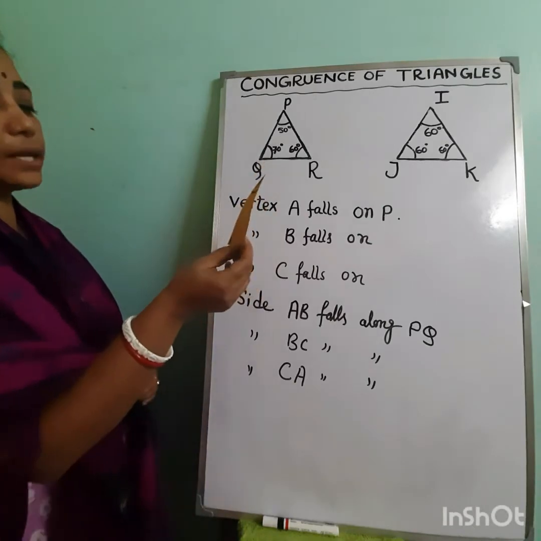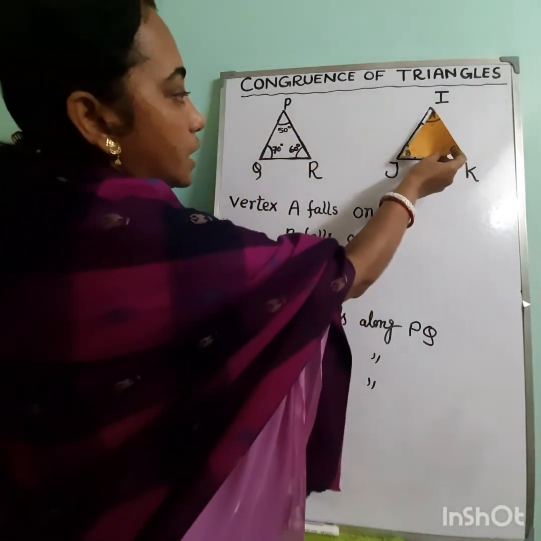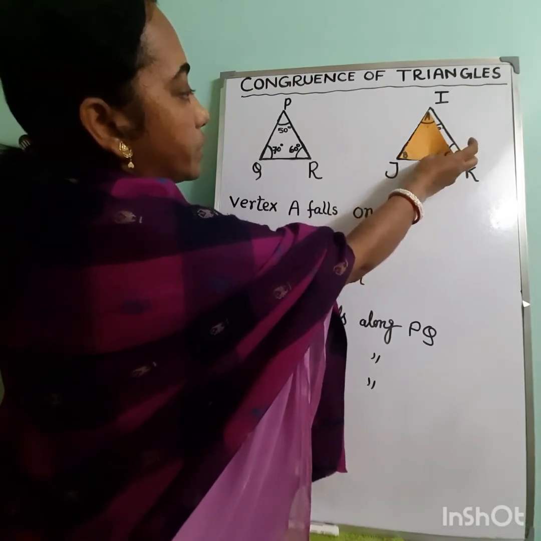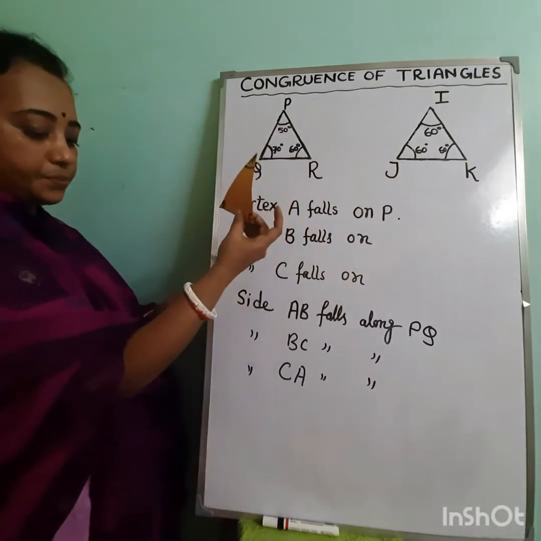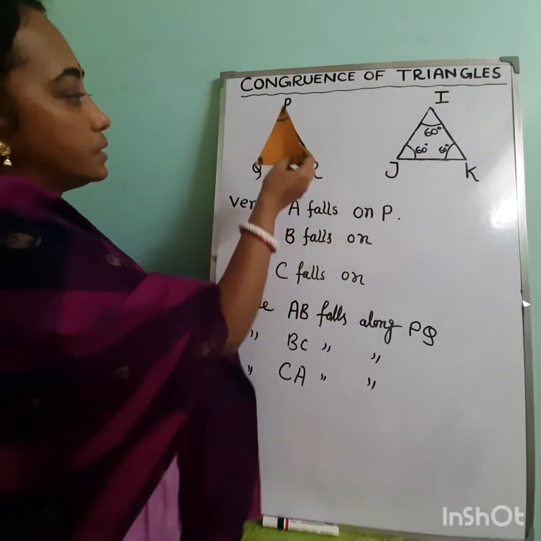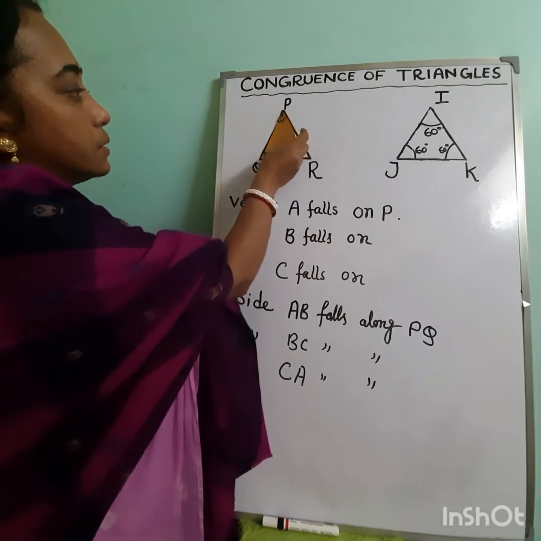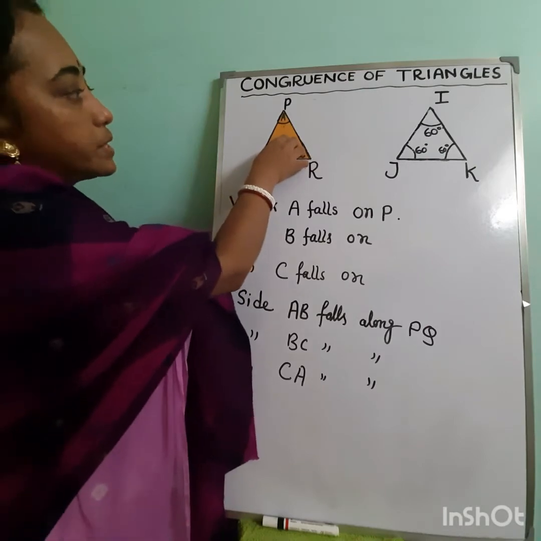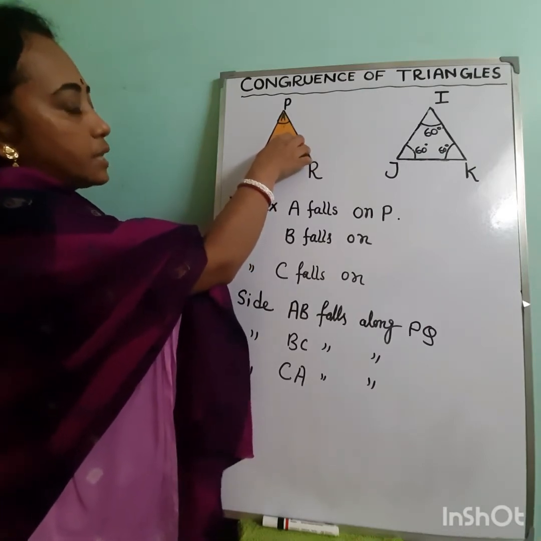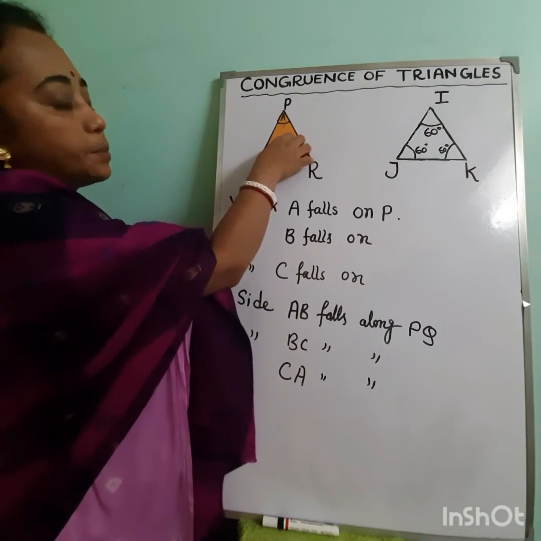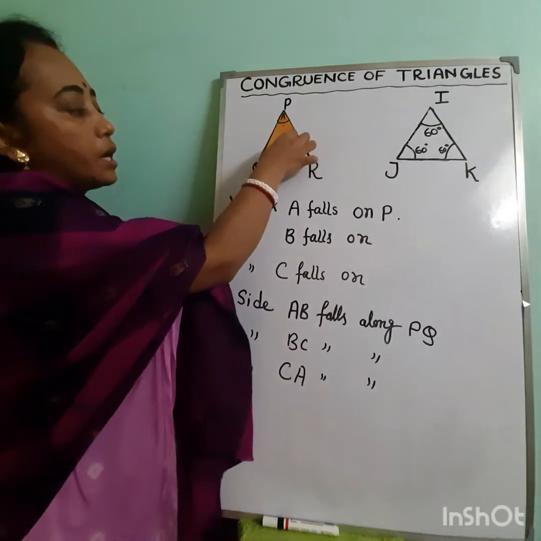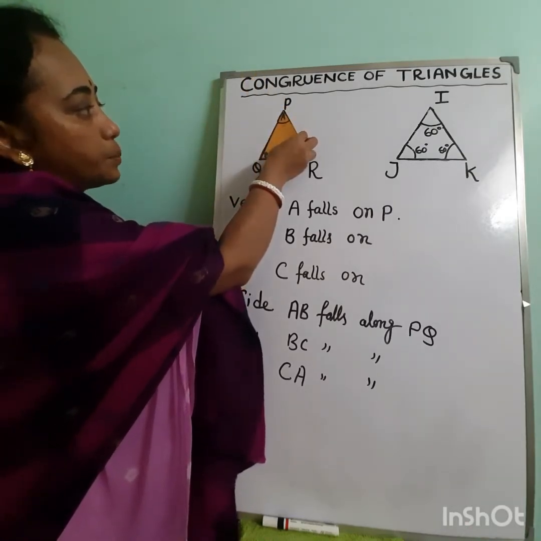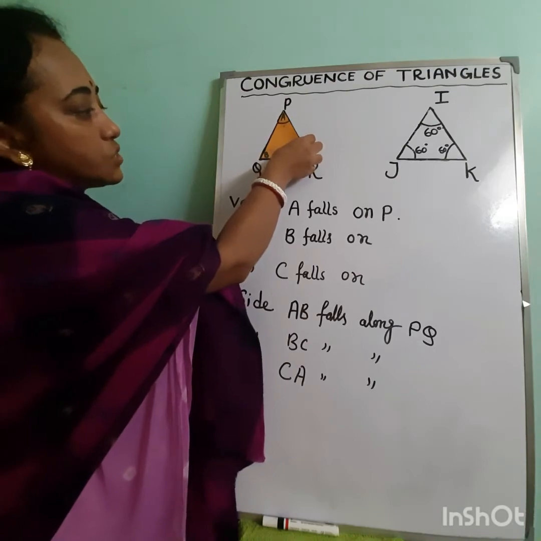Now if we place this triangle ABC over triangle IJK, here we can observe that triangle ABC does not completely cover triangle IJK. Now if we place this triangle over triangle PQR, here we can observe that triangle ABC completely covers triangle PQR. That means triangle ABC covers triangle PQR exactly. Or in other words, we can say that if triangle ABC superposes on triangle PQR, then they cover each other exactly.